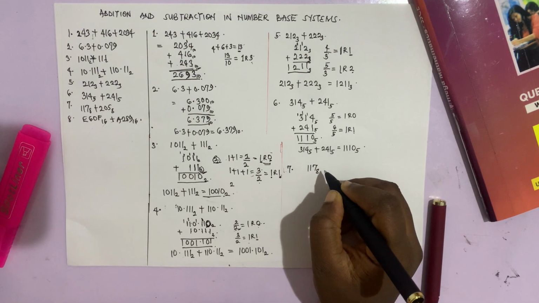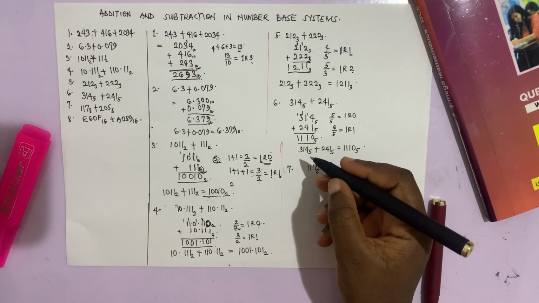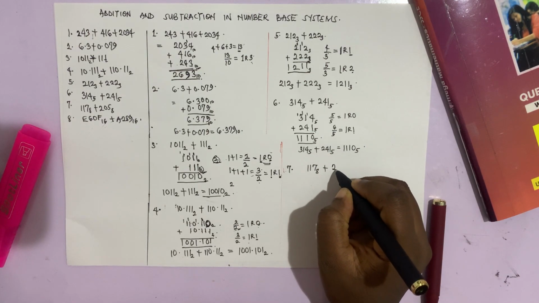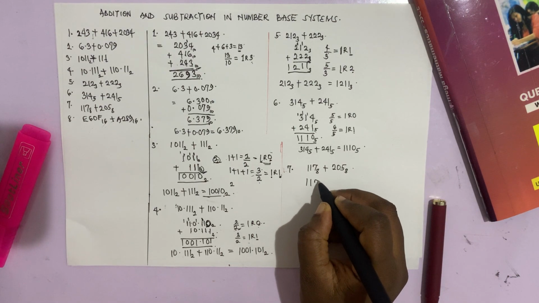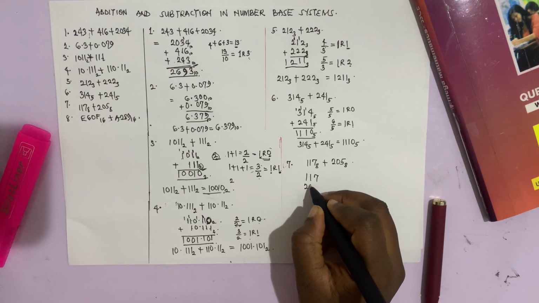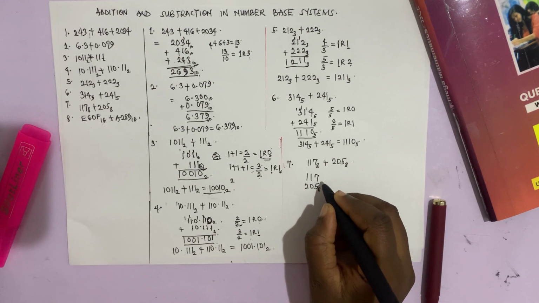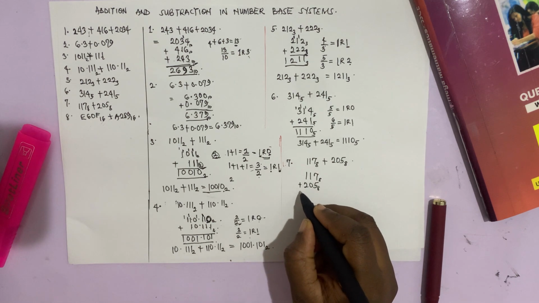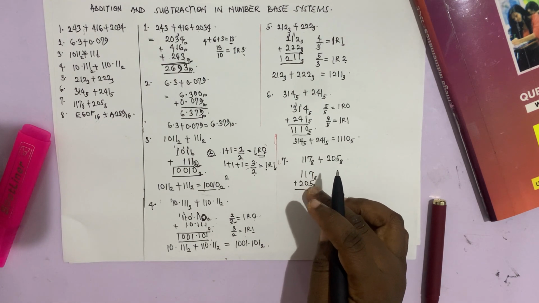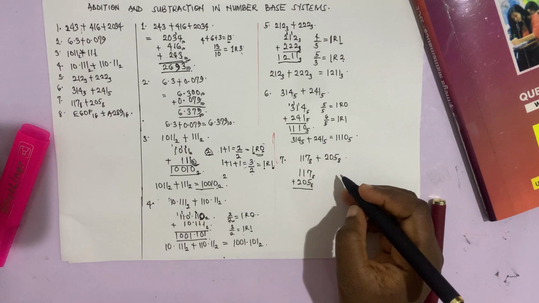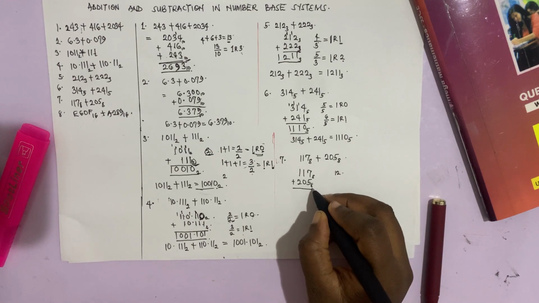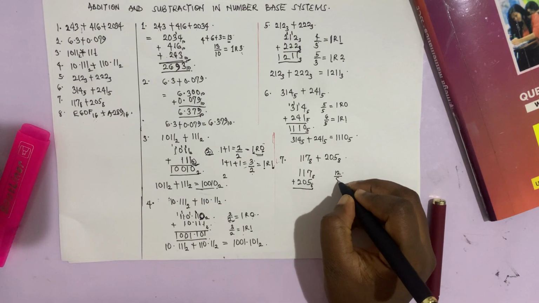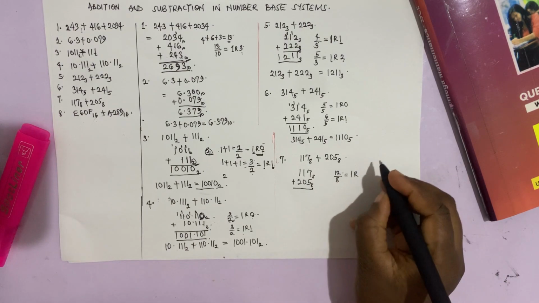Question 7: 117 base 8 plus 205 base 8. So we write 117, 205 base 8, our addition sign. So 7 plus 5 would give us 12. 12 is greater than the base, which is 8. So we do 12 divided by 8, and that will give us 1 remainder 4.